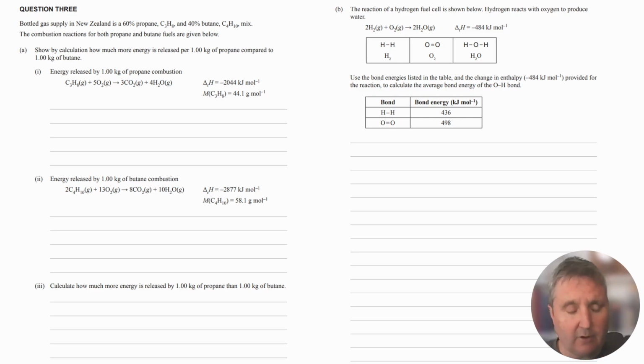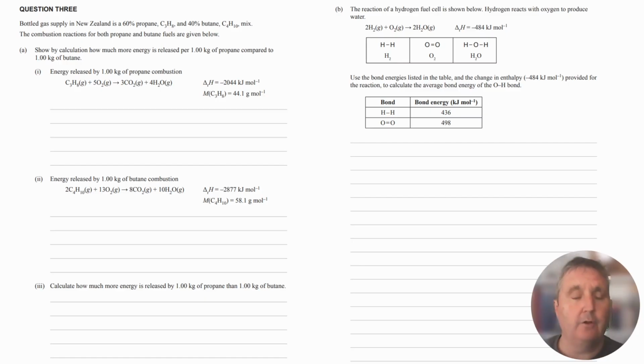Okay, so we're given 2 equations. One thing to note about this part of the paper, and I hope it didn't upset anyone when they did it, is that they actually gave the incorrect value for the amount of energy released from butane, because here they're giving 2 moles of butane compared to 1 mole for a start, and this is actually not the correct value. But you just have to work with the value that they give you in questions like that if you find a mistake.